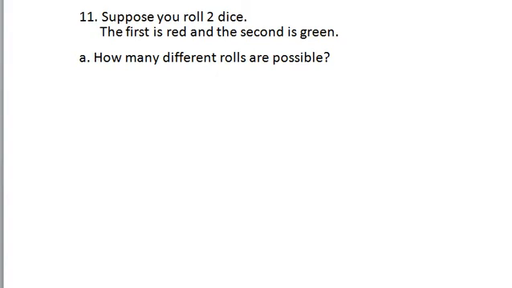Suppose you roll two dice. The first is red and the second is green. How many different rolls are possible? Well, the easiest way to do this problem is using the fundamental counting principle.